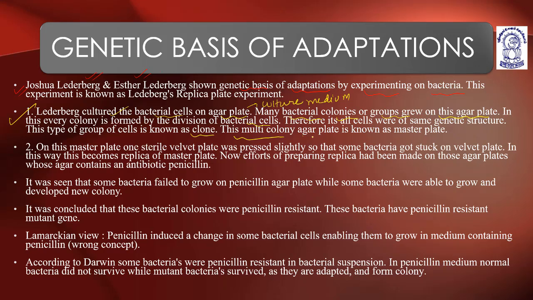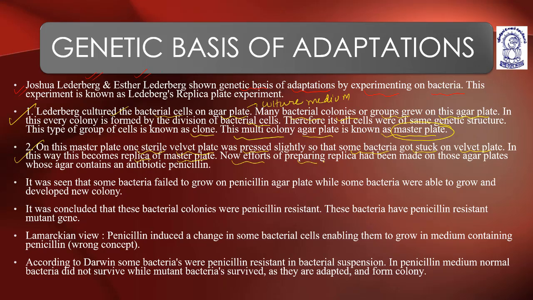This multi-colony agar plate is known as the master plate, having multiple colonies of bacteria. On this master plate, one sterile velvet plate was pressed, sterile meaning non-contaminated. The velvet plate was pressed slightly so that some bacteria got stuck on it. In this way, this becomes a replica of the master plate.